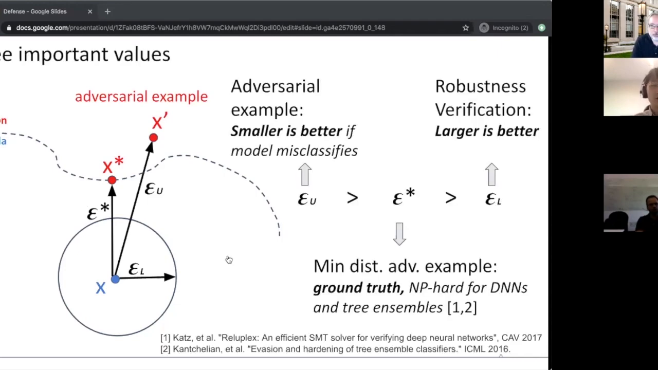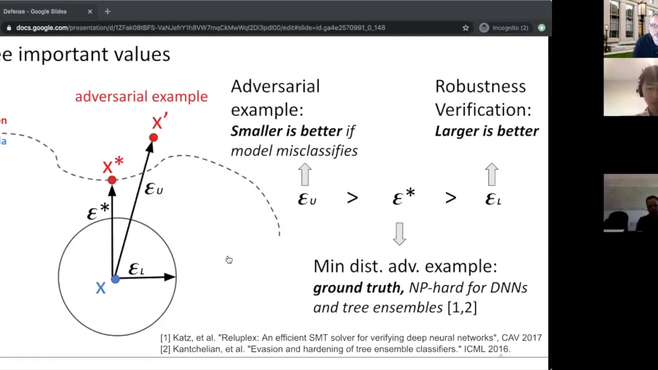So here we have basically 3 epsilon values. The epsilon star is the minimum distance we need to change the model's output. It can be used to measure the robustness of this model at this specific point X. However, it's usually very hard to solve. For example, in neural networks or in tree-based models, we already have some prior works proving it's NP hard to solve for the epsilon star value.